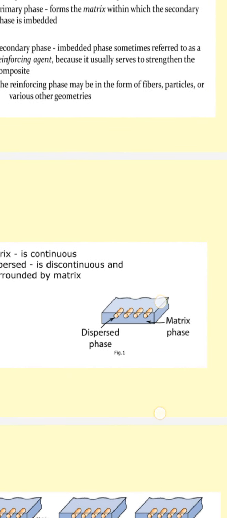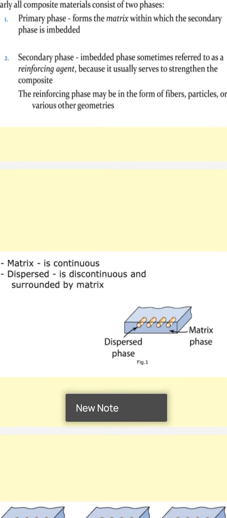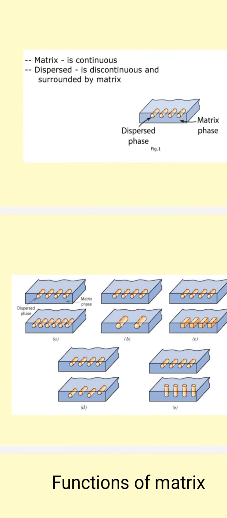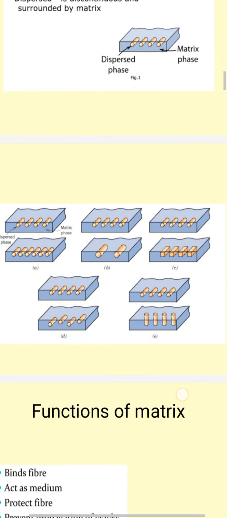Here I have a diagram to better understand the concept. See, there is matrix which is continuous. The dispersed phase is discontinuous and surrounded by matrix. Matrix phase is symbolized in this diagram by this arrowhead, and dispersed phase is shown as well. We are having some more diagrams here in which we have discussed different orientations for the dispersed phase and matrix phase.